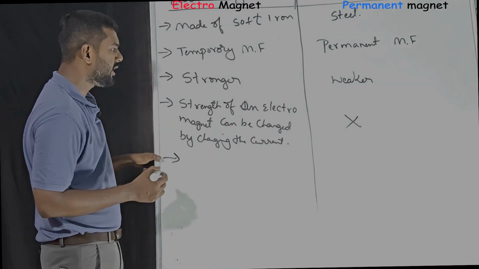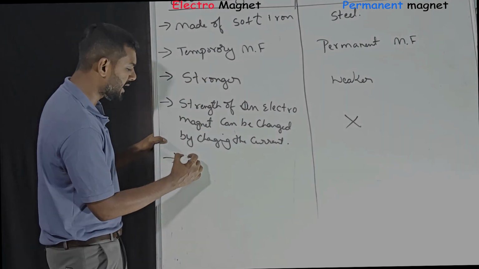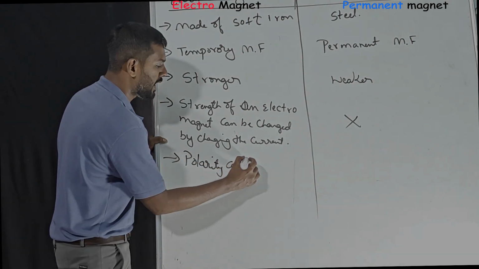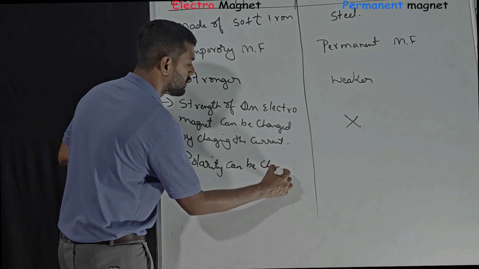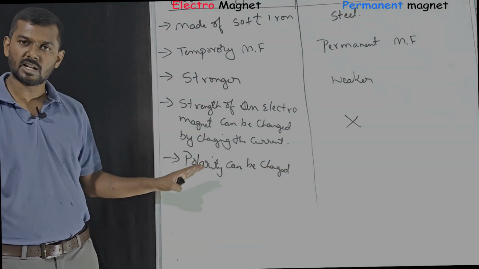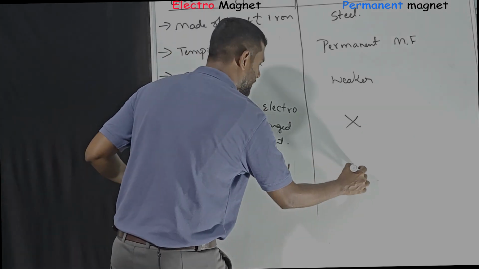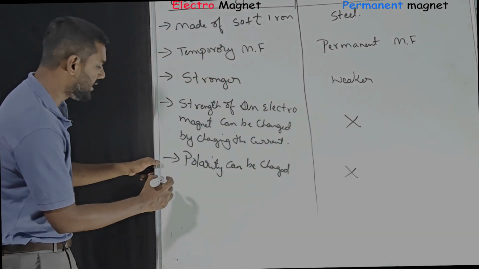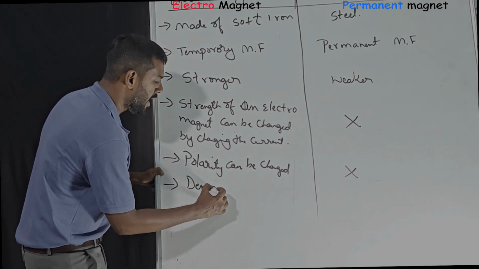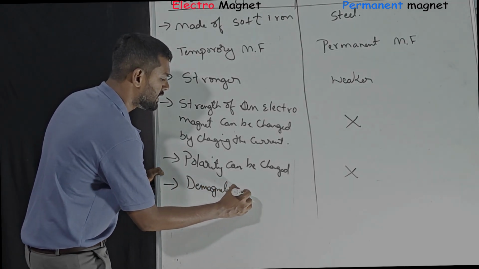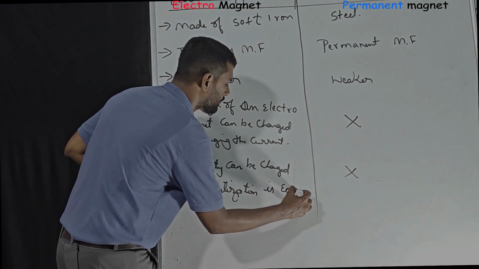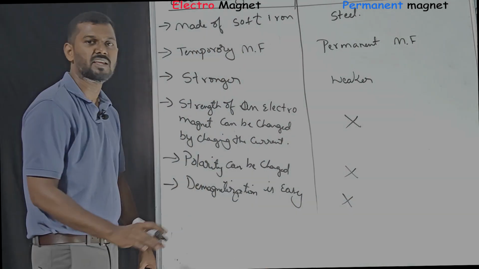Next, here polarity can be changed. Polarity can be changed by reversing the direction of current. If you reverse the direction of current, polarity can be changed. Here it cannot be changed. And demagnetization is easy here. Here it is not easy.